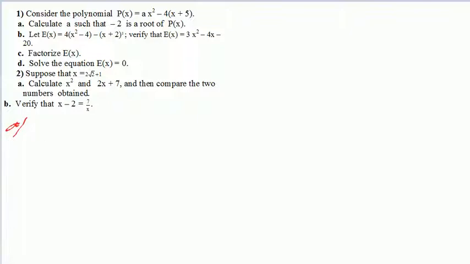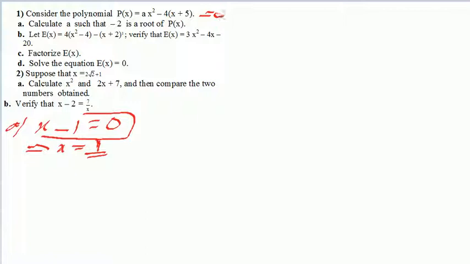Remember that if x minus 1, for example, is equal to 0, what does this mean? It means x is equal to 1. We know this. So we say that 1 is a root of this equation, x minus 1. Why? Because if I put 1 instead of x, I will get 0. So what does it mean here? Minus 2 is a root of p of x. It means if I replace x by minus 2, I will get an answer equal to 0. So let's replace x by minus 2.